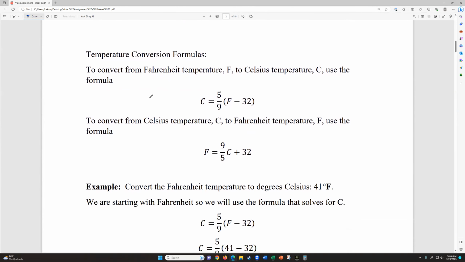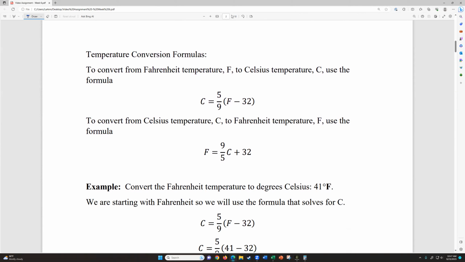Now, here are the formulas to convert. Based on which one you are given, that determines which formula you will want to start with. So if you're given Fahrenheit, you'll want to use the formula that has the Fahrenheit over here with all the numbers going on. This is the formula to convert from Fahrenheit to Celsius.